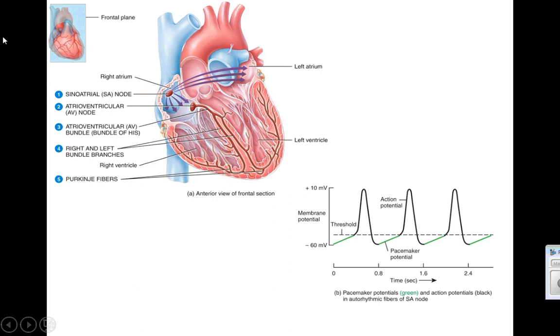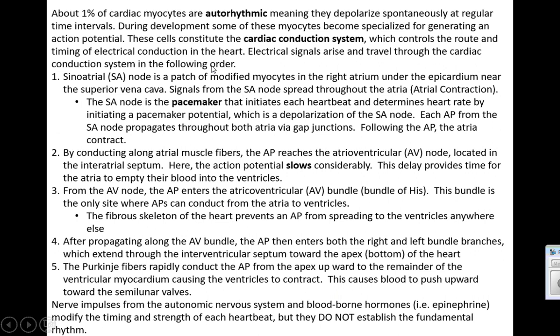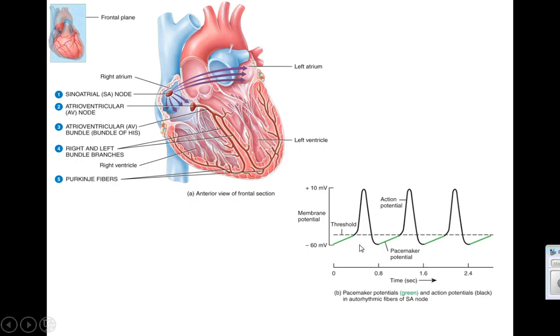Atria, remember, is plural, because signals are sent from the SA node through the right atrium where it's located, but they'll also cross over to the left atrium. And that's what these purple arrows are demonstrating. The SA node is our pacemaker, initiating each heartbeat and determining heart rate by initiating a pacemaker potential. Just a simple depolarization of the SA node, which is what we're showing down here.